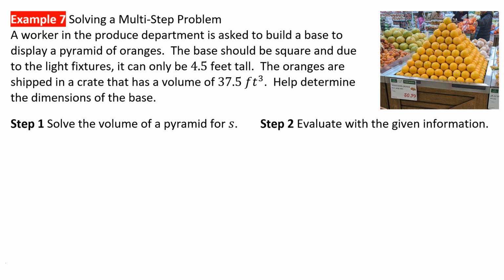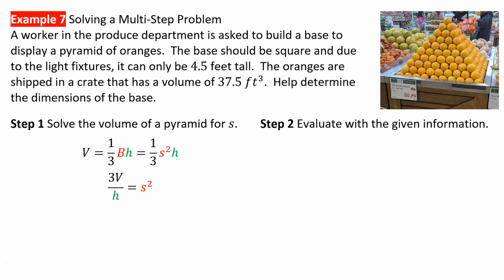So the first thing we want to do is solve for s generically in the formula, and then we'll evaluate. So we should go back to geometry to remember that the volume of a pyramid is 1/3 times the area of the base times the height. And since our base is going to be a square, we can represent that as s squared. To work to get s by itself, let's multiply by 3, so we get the 3 in the numerator. Let's divide by h, and so we have s squared equals that expression on the left.